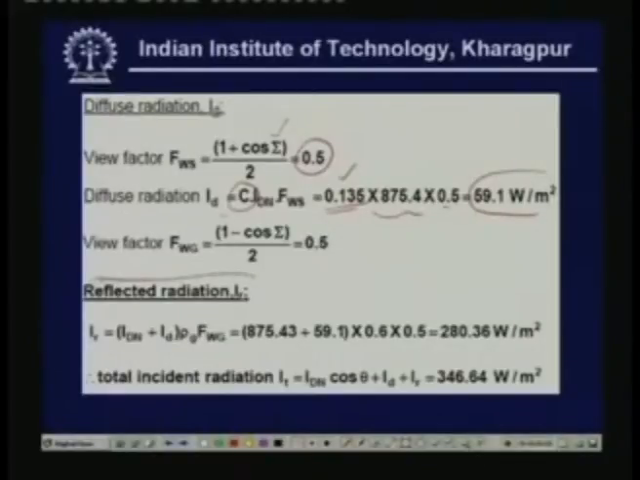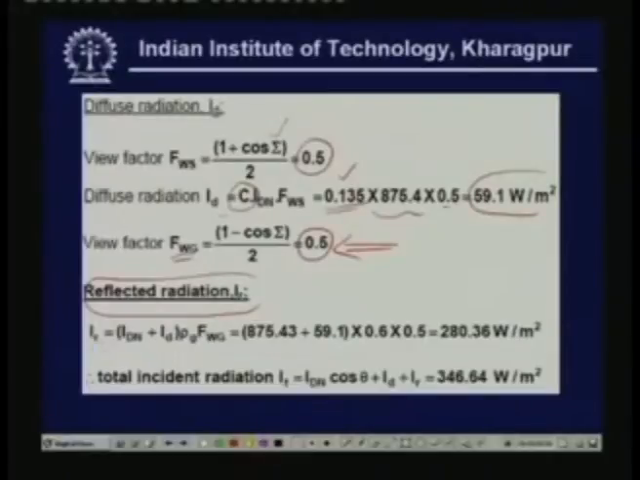Next, we have to find out the reflected radiation. Reflected radiation also has a view factor between the ground and the wall. So, first let us find the view factor between the ground and the wall, that is F_WZ, this one, that is given by (1 - cos ε)/2. So, this works out to be 0.5.